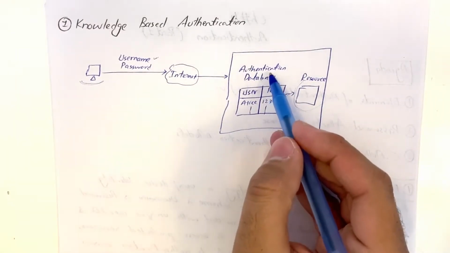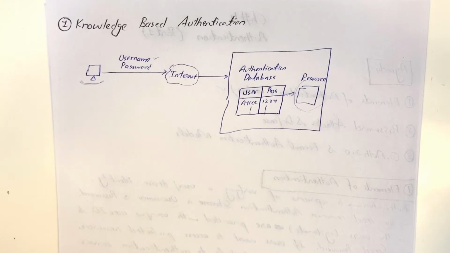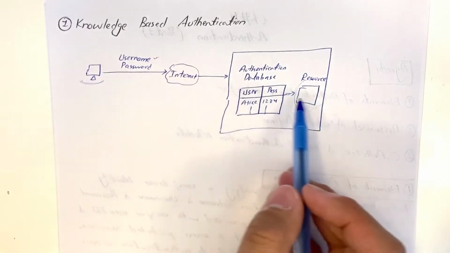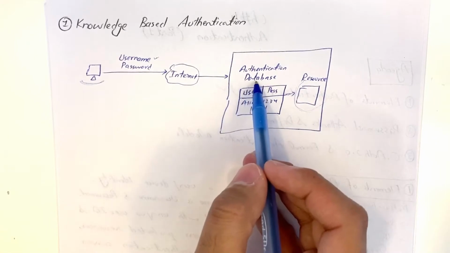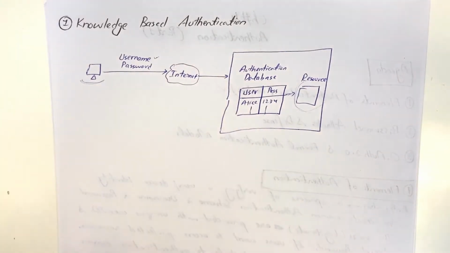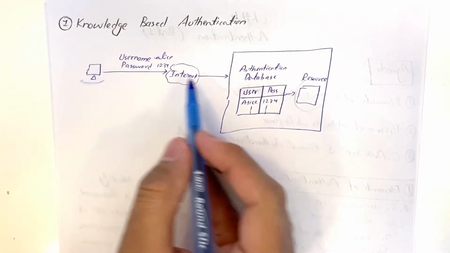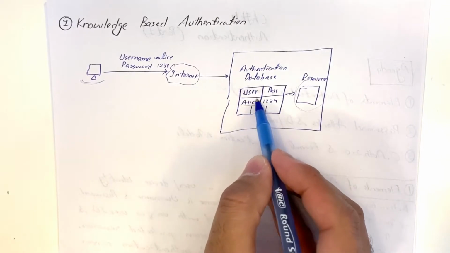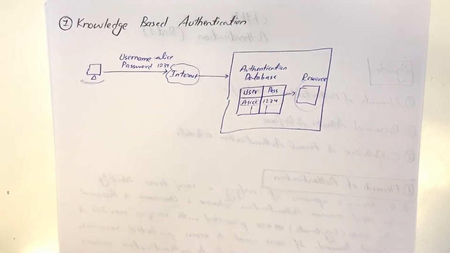So we have an authentication database here, and in this database we have the list of legitimate usernames and passwords. If the user wants to access this particular resource, the user will enter a username and password. Whatever the user enters will go directly to the authentication database, which will find a match. If a match occurs, then the user can access the resource, otherwise not. So let's say the username is Alice and the password is, for example, 1234. The authentication database will check for Alice and the password. If the match occurs, the user can access the resource, otherwise not.